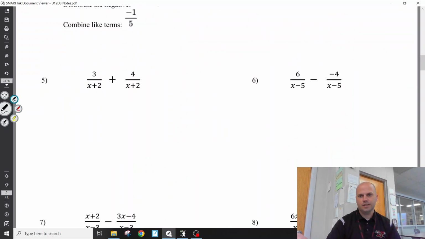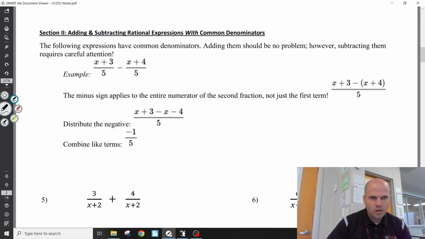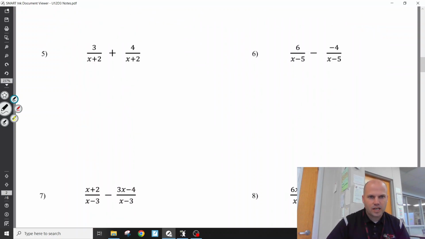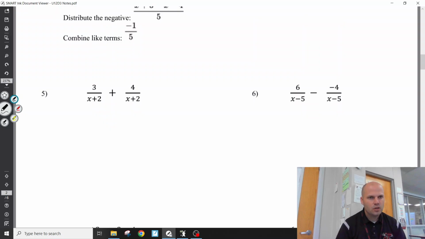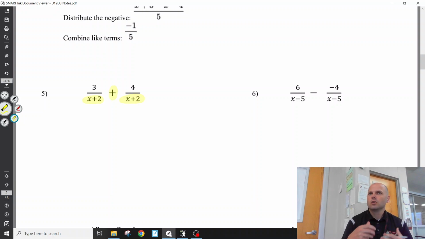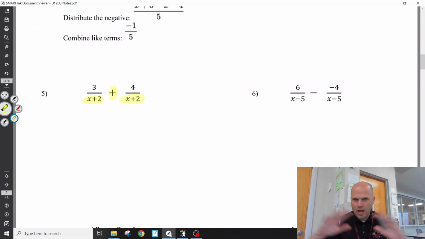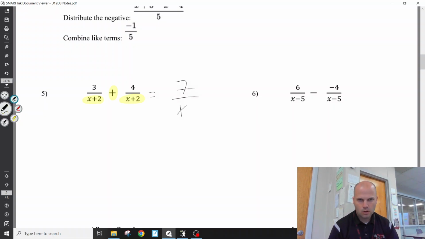Well, now we have x's in our fractions, okay? And all we got to worry about is, hey, if you have common denominators and you're adding fractions, don't change the denominator. The denominator is already good, okay? Like you have 3 over x plus 2, and you have 4 over x plus 2. What do I have? 7 over x plus 2, right? Cool.